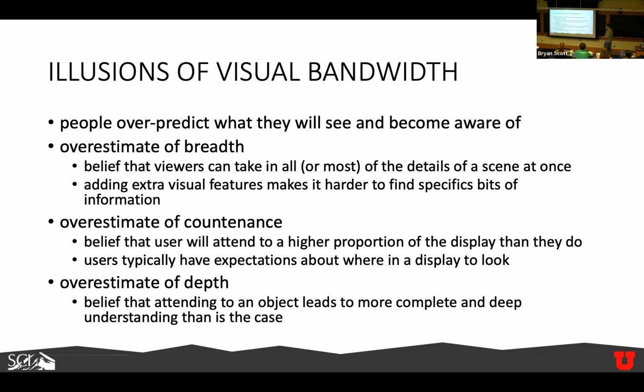And overestimation of depth, which means that you're going to look at things and you think you're going to understand them really well. So you're going to stare at something and you're going to understand it. So all of these are different forms of limitation of our visual perception with respect to looking at charts.